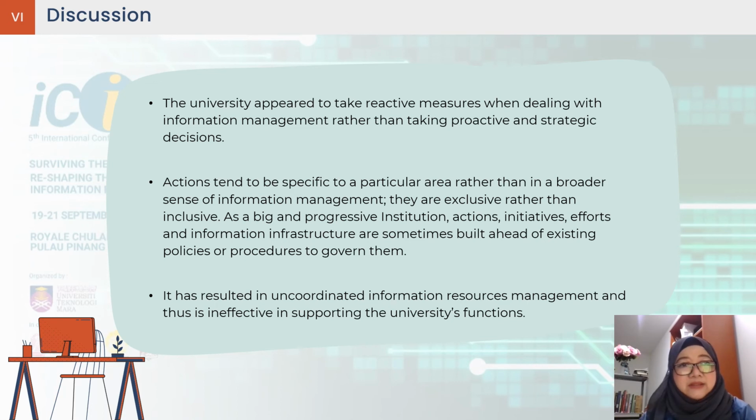As for the discussion, the universities appeared to take reactive measures when dealing with information management rather than taking proactive and strategic decisions. Actions tend to be specific to a particular area rather than in a broader sense of information management. They are exclusive rather than inclusive. As a big and progressive institution, actions, initiatives, efforts, and information infrastructure are sometimes built ahead of existing policies and procedures that govern them. It has resulted in uncoordinated information resources management and thus is ineffective in supporting the university's function.